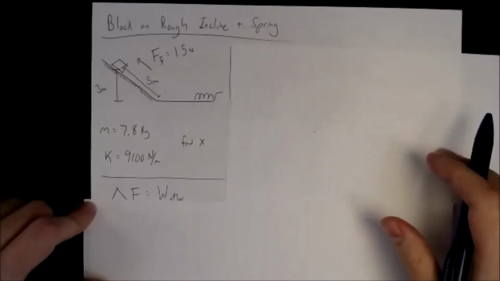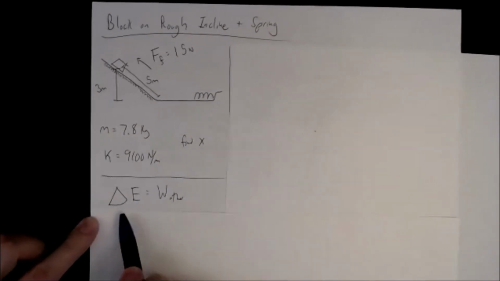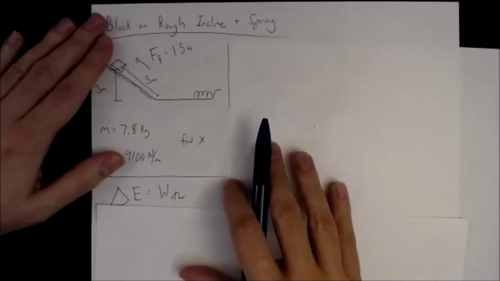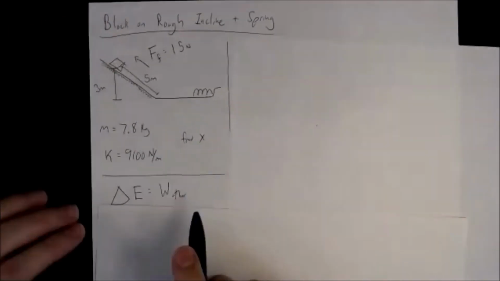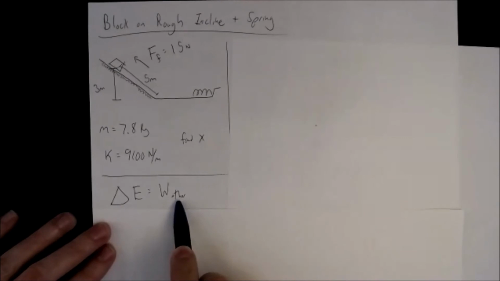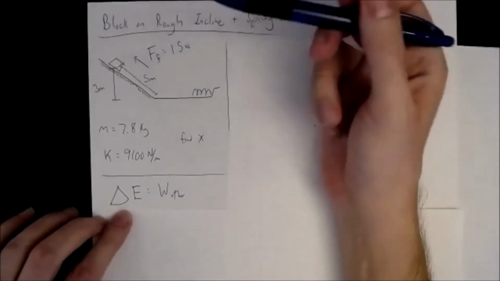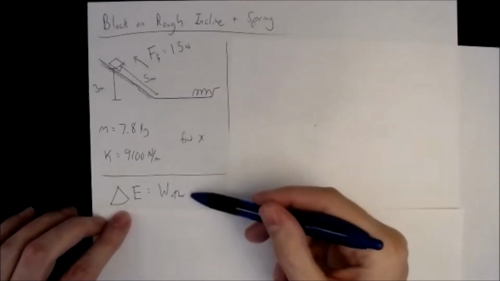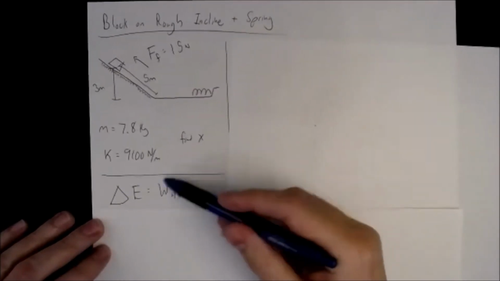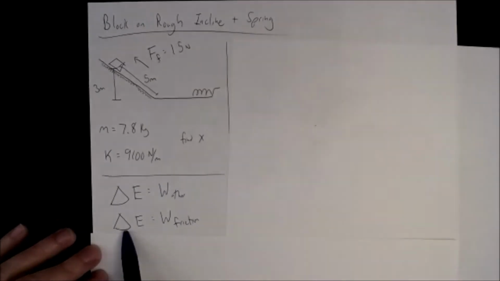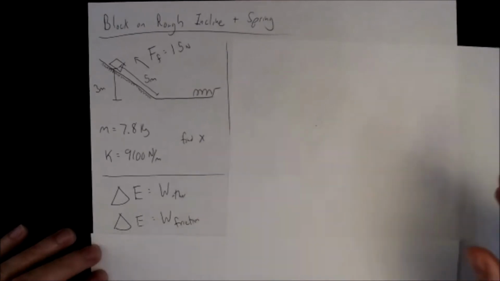And so we start, like we start all these, we say that delta E is equal to the work from any other force. And this time we do have another force that we haven't included in delta E, and that's the force of friction. We finally have a work to put in here again, force of friction. So the change in energy is equal to the work due to friction.